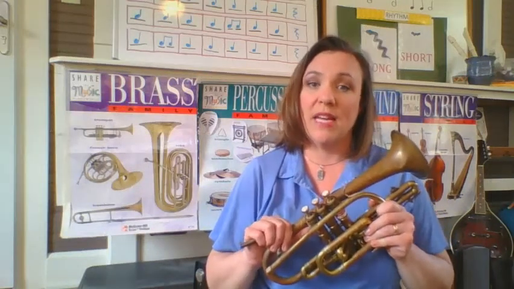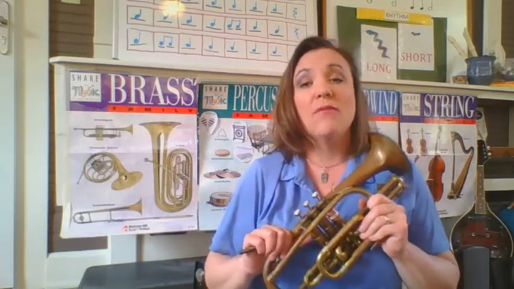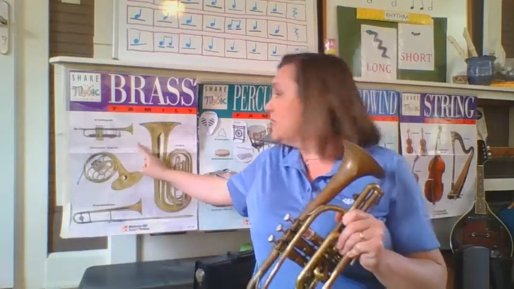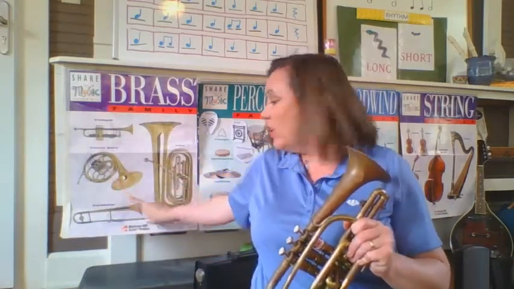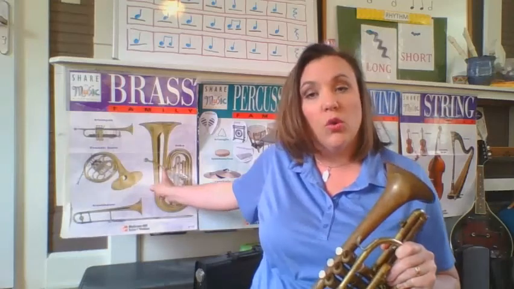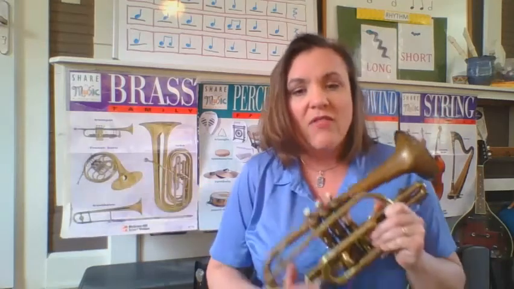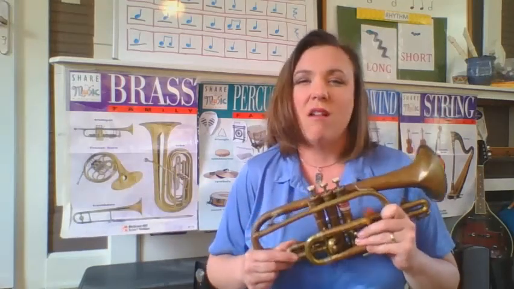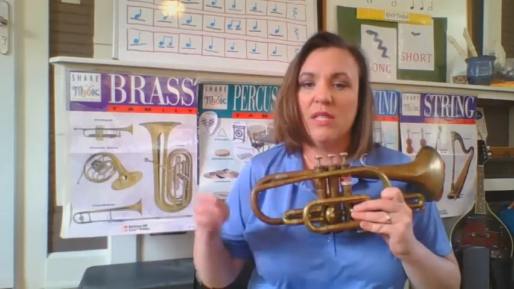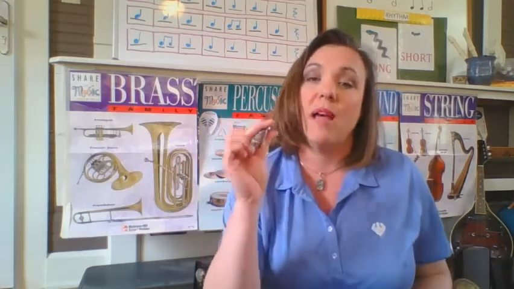So the first family that we're going to talk about is the brass family. And the brass family has four family members: the trumpet, the French horn, the trombone, and the tuba. The biggest one's the tuba. And they are all made of brass, but that's not what puts them in the brass family. What puts them in the brass family is the cupped mouthpiece.